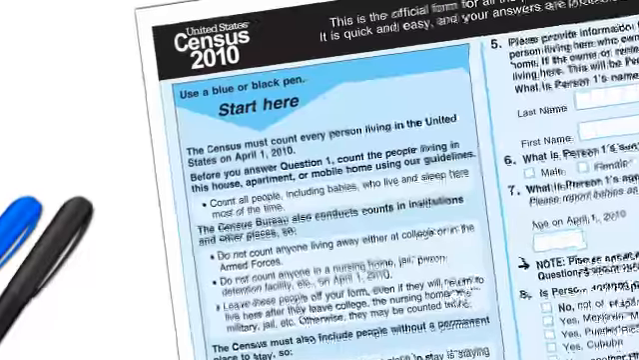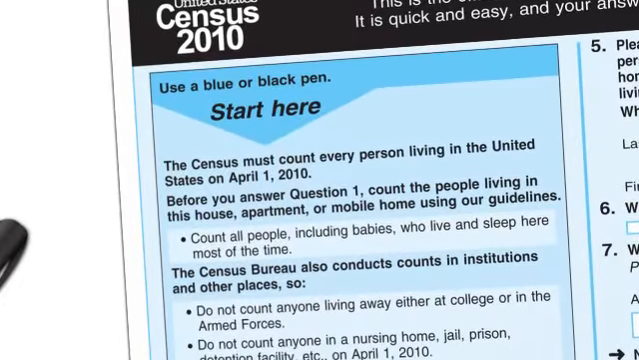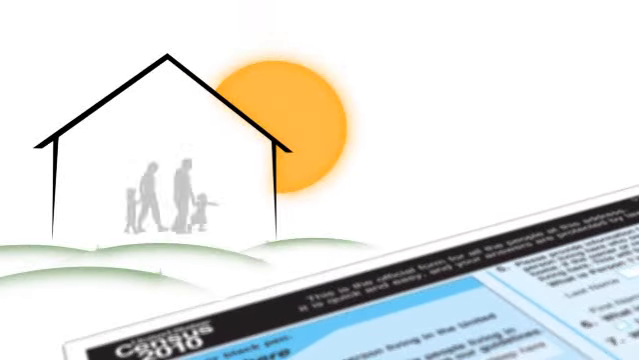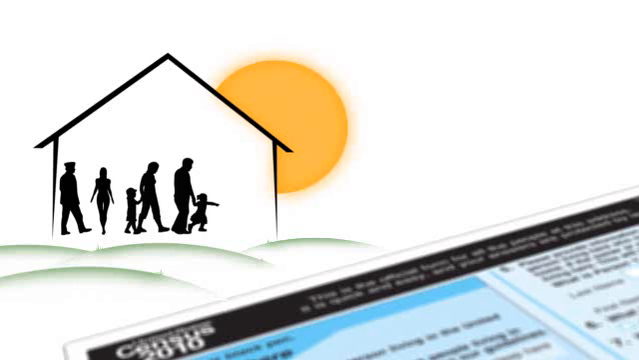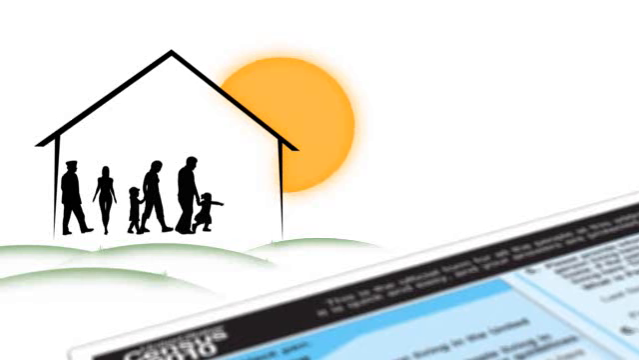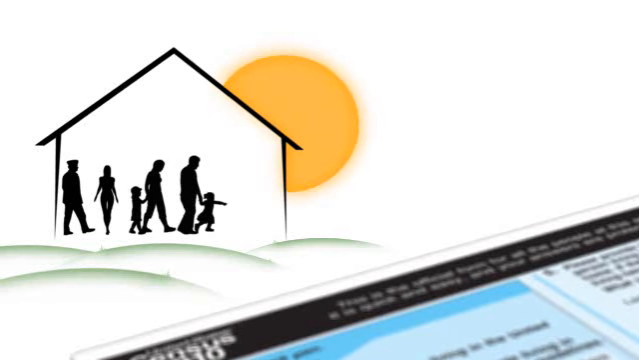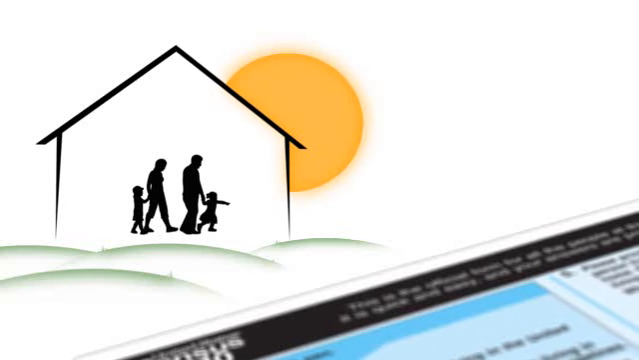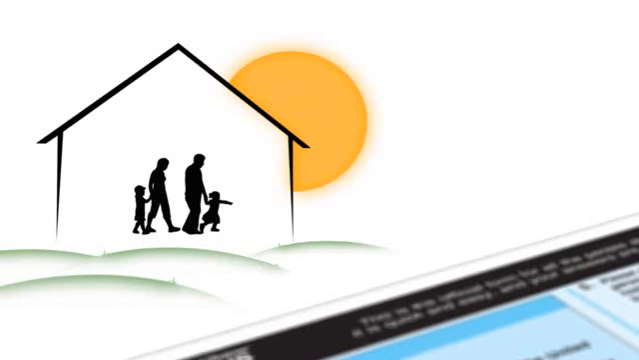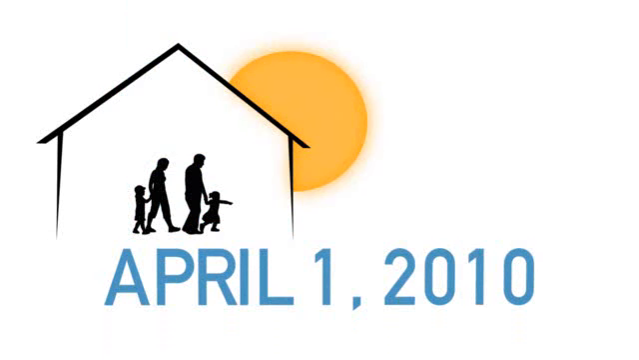You will find question 1 in the large box that reads "Start Here" at the top of the page. Before you answer question 1, count the people living in your house, apartment, or mobile home using these guidelines. Count all people, including babies, who live and sleep here most of the time. But do not count anyone living away at college or in the armed forces or in a nursing home, jail, and so on April 1st, 2010. However, if someone who has no permanent place to stay is staying here on April 1st, 2010, count that person.